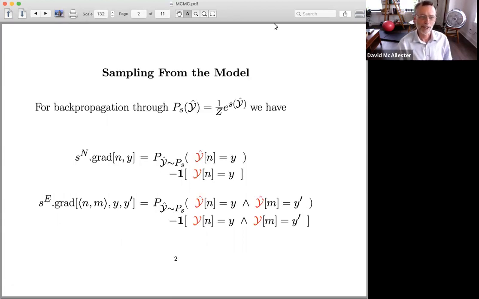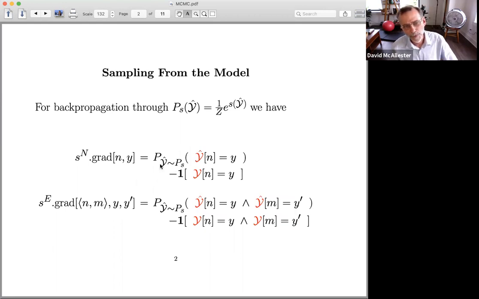So here's what I just said. We've shown that if we have a deep graphical model that's defining these node potentials and edge potentials with a deep network, we can back propagate through that final softmax if we can compute these marginal probability distributions under the probability distribution defined by the model on node value pairs, these marginal distributions, and also on edge pairs of values.